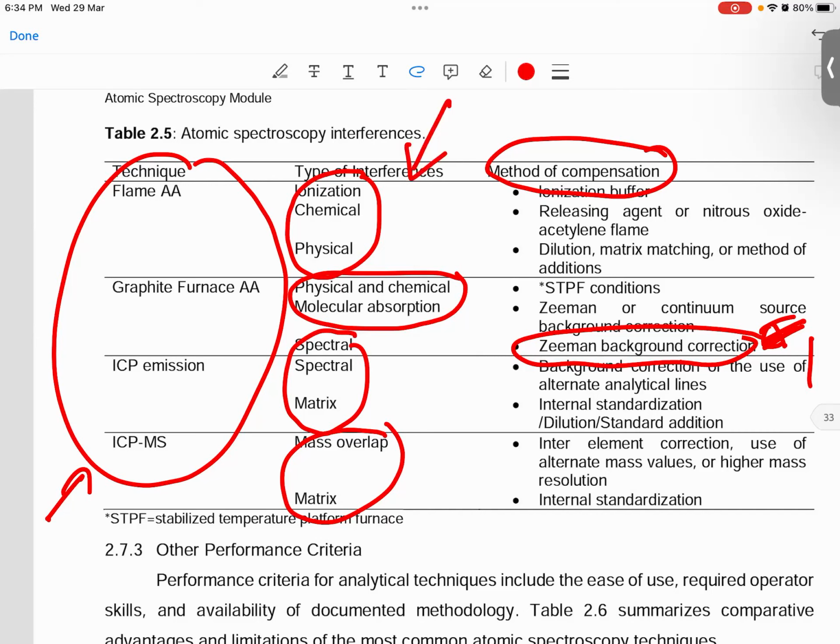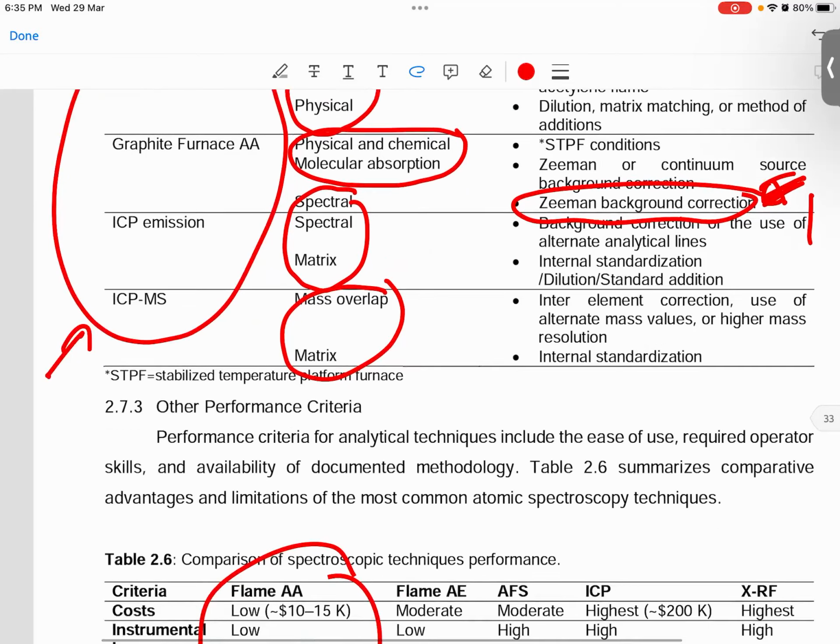So be alert on this, but usually, as I mentioned, this is where the manufacturers compete with each other. The manufacturers will offer, okay, we have this, we have settled all this problem and so on. So this is where they compete in terms of technology to solve the issues of interferences.